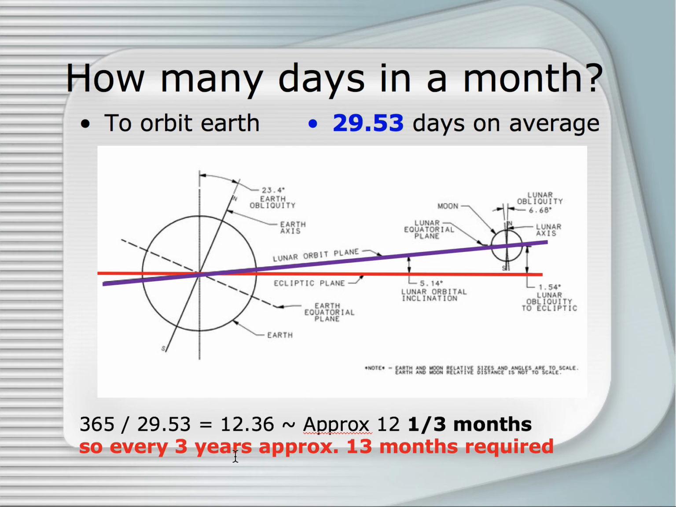And so what the Jews do is every 3 years approximately, they will add a 13th month just to keep a rough combination between the solar cycle, the sun orbiting the Earth, and the lunar cycle.